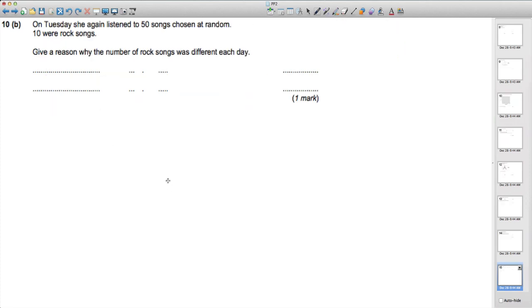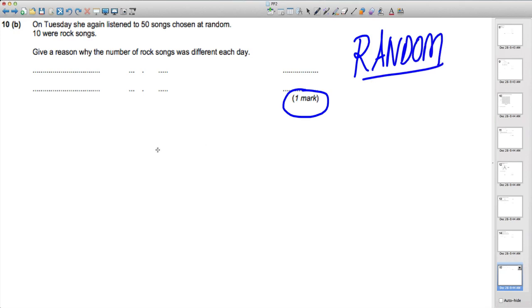Question 10b. On Tuesday, she again listened to 50 songs chosen at random. 10 were rock songs. Give a reason why the number of rock songs was different each day. There is one word here that gets you the mark, and the word is random. This is the word you must get into this answer, because that will get you the mark. The way you say it is you just say the selection was chosen at random. And that's enough. Because it's random, you will get different outcomes each time you do the experiment. That is one of the implications of being random. So that is the most important word you have to get in there.